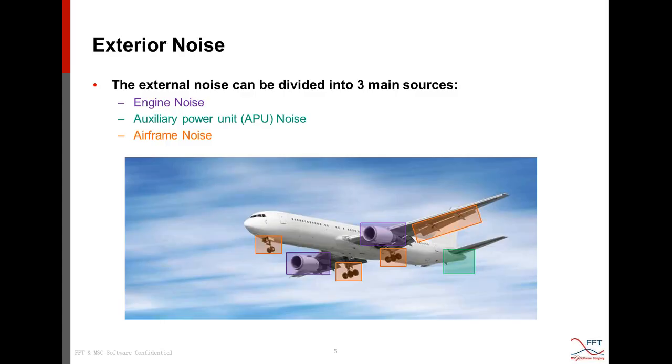Okay, now let's apply all these Actran modules and these technologies on different aspects of aircraft noise. So for exterior noise, we will look at three main sources: the noise from the main engine, the noise from the auxiliary power unit or APU, and the noise related to the general turbulent flow, the airframe noise by the landing gear or by the high lift devices.